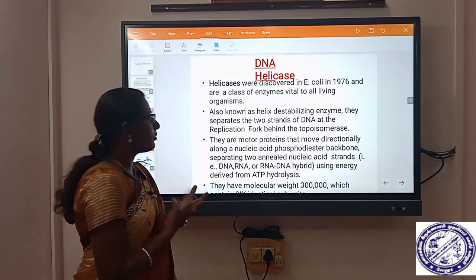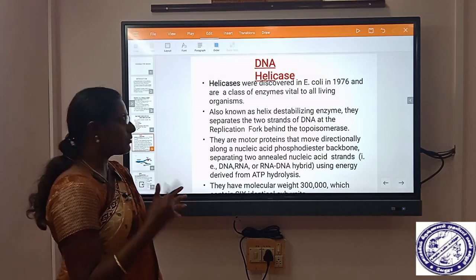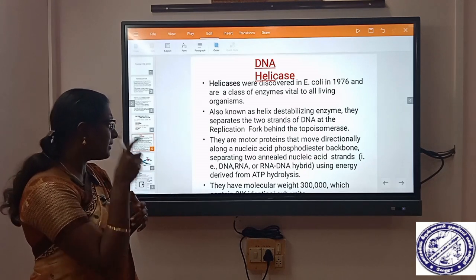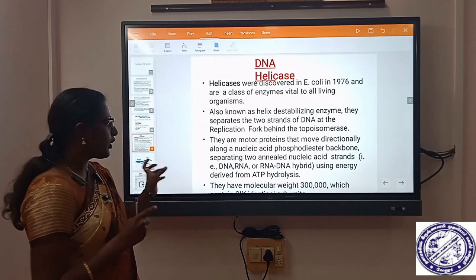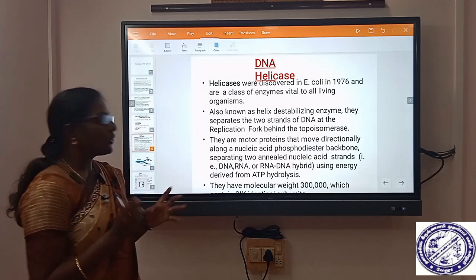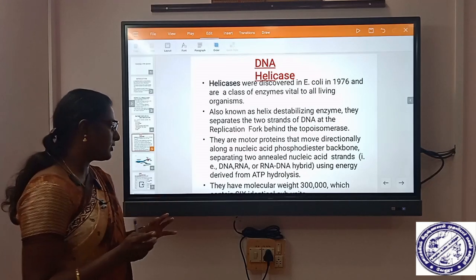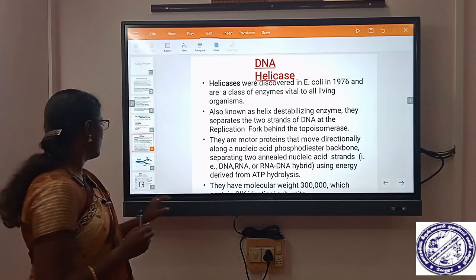These are motor proteins that move in a direction along the nucleic acid phosphodiester backbone, separating the two strands, for example DNA, RNA and RNA-DNA hybrids, using ATP hydrolysis.